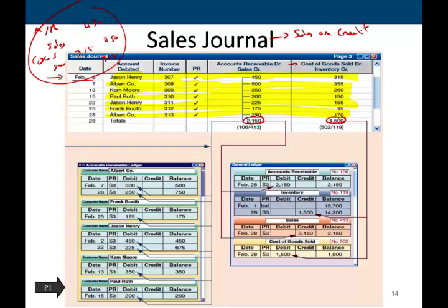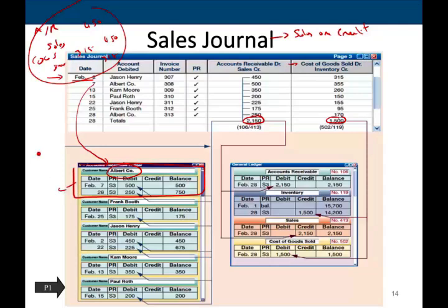Now, remember, each client, like Jason Henry, will have their own accounts receivable subledger account. Oops, this is Albert Company, not Jason Henry. The Albert Company will have what's called a subledger, a subsidiary ledger. It's something you need to know. A subledger means keeping track of Albert Company's account separately. So notice we debited $500 and the balance is $500.